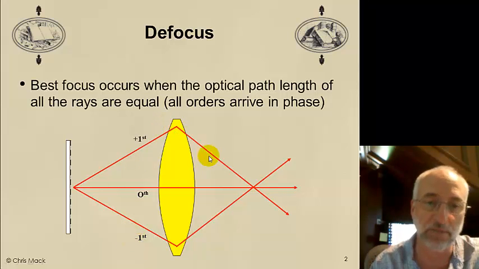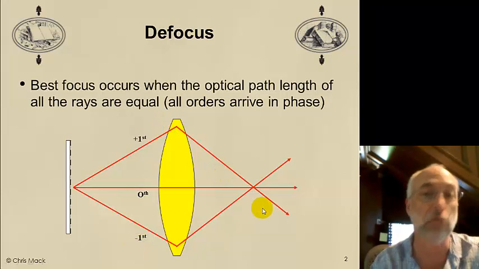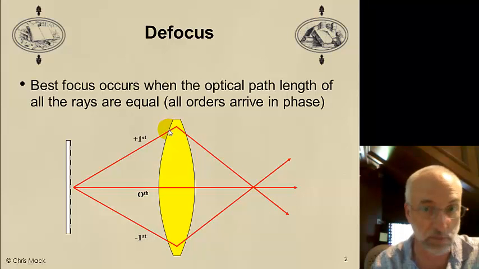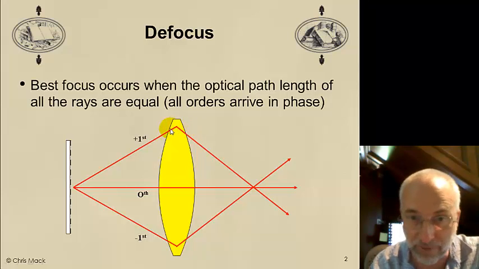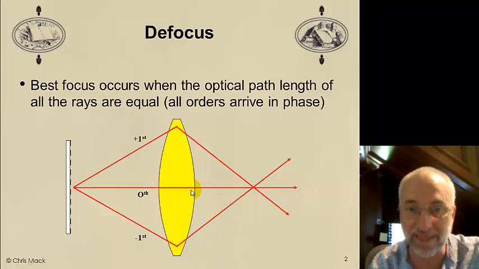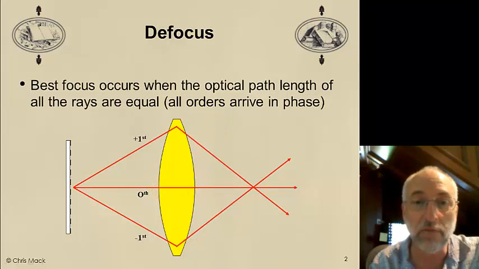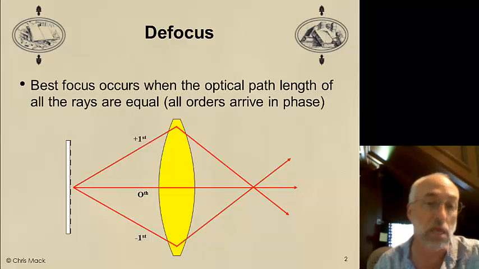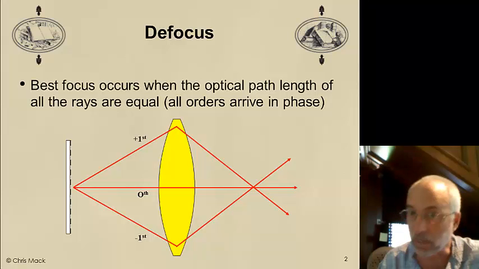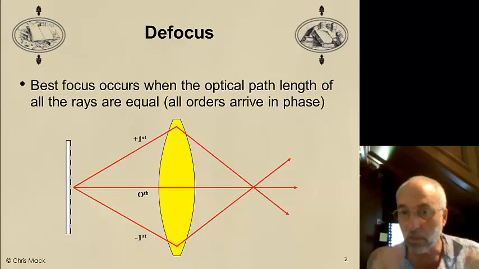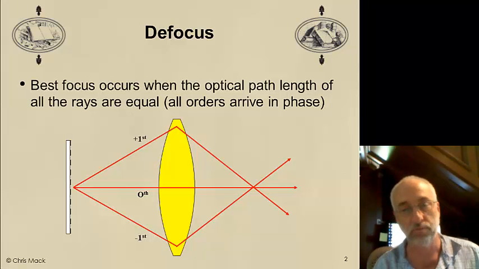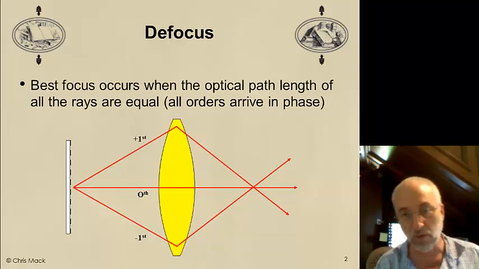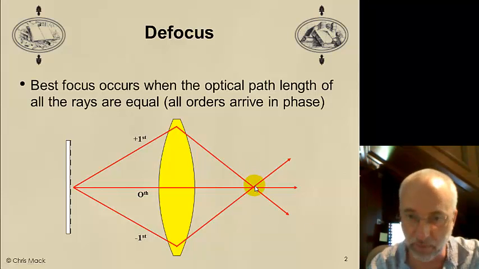Now, the plus and minus first orders are obviously traveling longer physical distances. But because they travel through the thinner part of the lens, and the 0th order travels through the thicker part of the lens, in fact, the optical path lengths of all of these rays are the same. And when they arrive at a place in phase with each other, we say that is where best focus will be. It will be here.